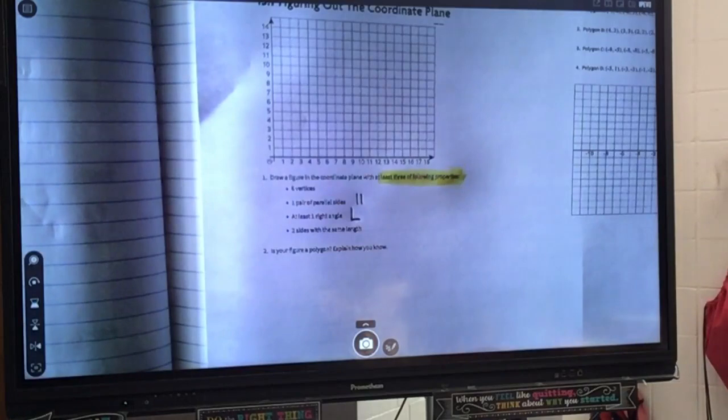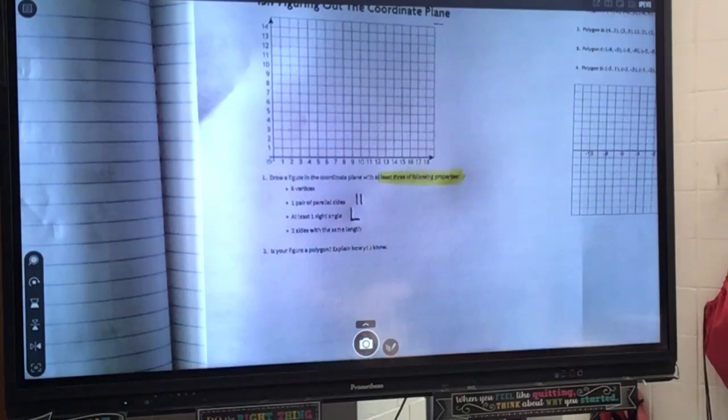And then we're gonna just share some of our shapes, and just make sure we identify all of our criteria, the 6 vertices, the parallel lines, the 1 right angle, and the 2 sides are the same length. Okay, any questions with what you're doing? You're working independently right now. 7 minutes, go.